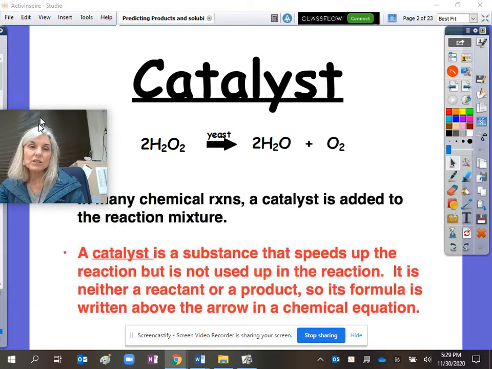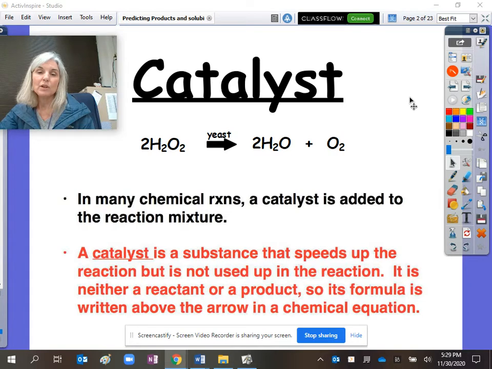Now, before I get into predicting the product, I did want to include this little side note about a catalyst. You've already heard about a catalyst in biology. We know a catalyst will speed up a chemical reaction. But I wanted you to see this. This is hydrogen peroxide, and we can break down hydrogen peroxide by adding yeast to it. And when that happens, you get water and oxygen. Now, yeast will speed up the reaction.